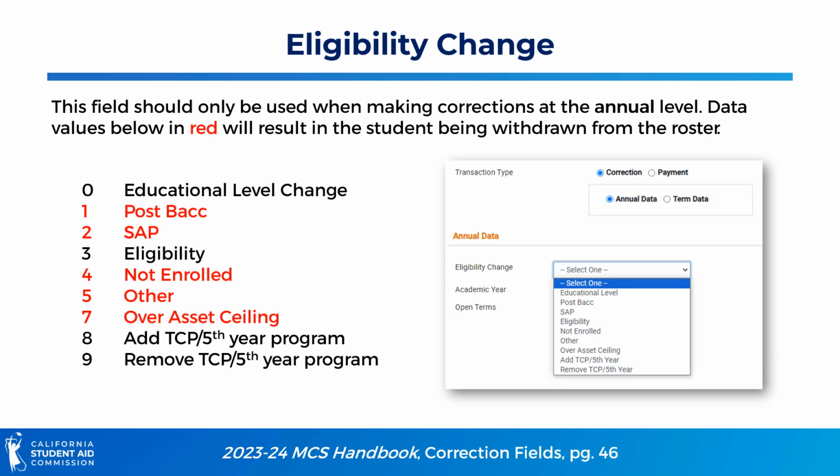Schools can update a student's overall MCS eligibility directly in WebGrants or in the payment roster file. By reporting one of the eligibility codes listed here in red, the student would be considered no longer eligible for MCS unless other information is received by CSAC. The student's MCS award will be withdrawn and the student will be removed from the roster. Please refer to the MCS Handbook for further information on eligibility changes.